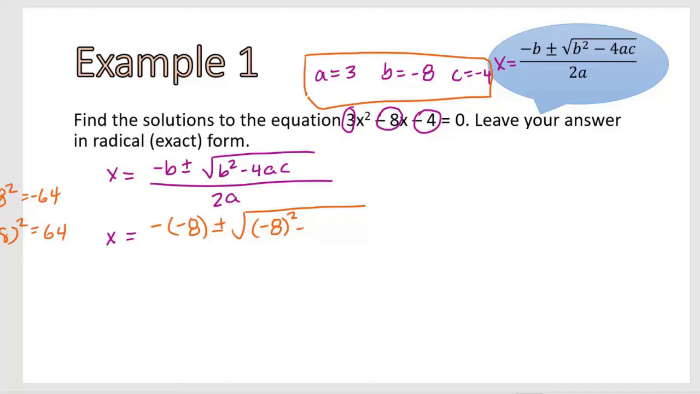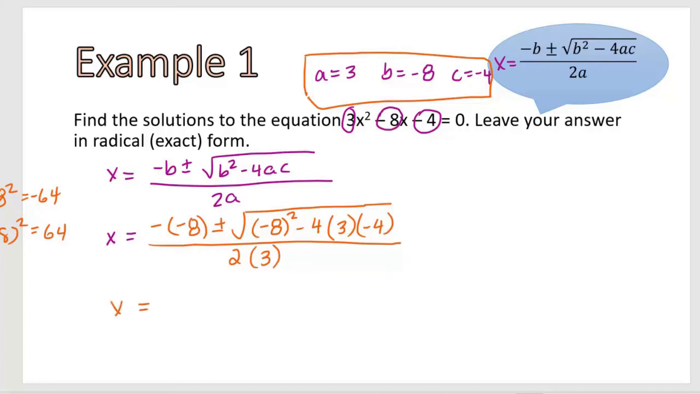All right, we keep going. Minus 4 times a. Our a has a value of 3, times c. Our c is negative 4. Let's make sure we extend that radical far enough. All of that is divided by 2 times a. For us, that's 2 times 3.